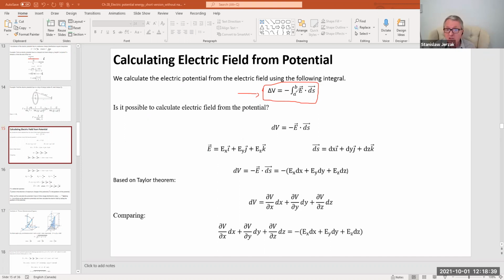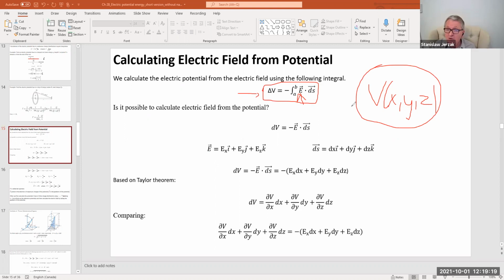But then the question arises, can we calculate electric field if we know how the electric potential changes in space? So if we know electric potential, let's say if I know how electric potential depends on x, y, and z in space, because electric potential can change from point to point, right? And in general can depend on x, y, and z coordinates. If I know this, can I calculate electric field? That's the question. If I know electric potential, can I calculate electric field? And the answer is yes.